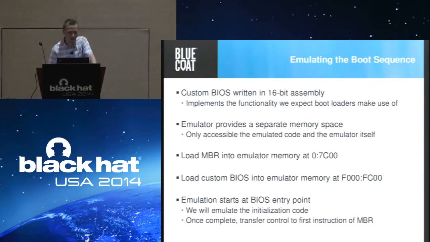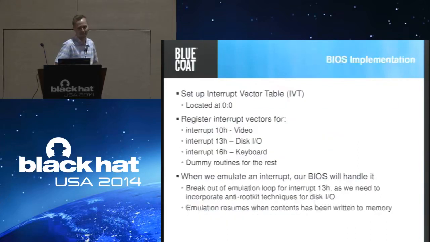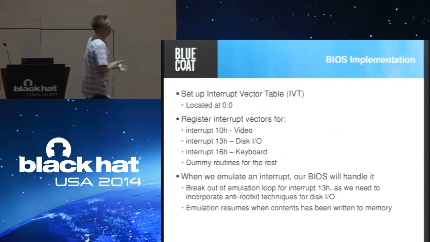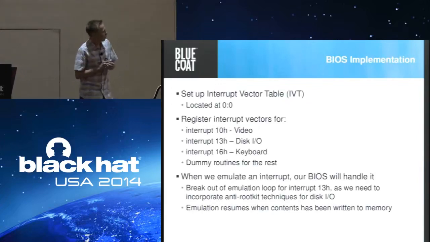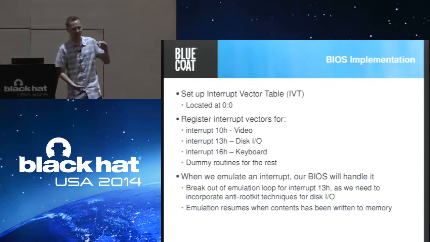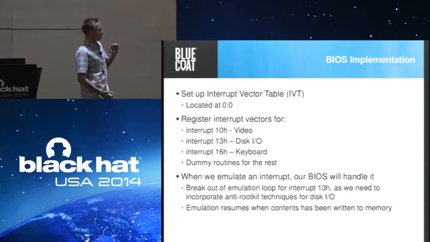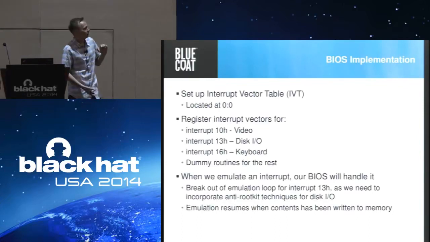And this is basically just a thing of convenience. It's so that we can run some init code in the BIOS before passing control to the first instruction of the MBR. So the init code will set up the interrupt vector table, which is located at address 0. This is a structure that holds all of the interrupt handlers. So it's very much similar to the IDT in protected mode.